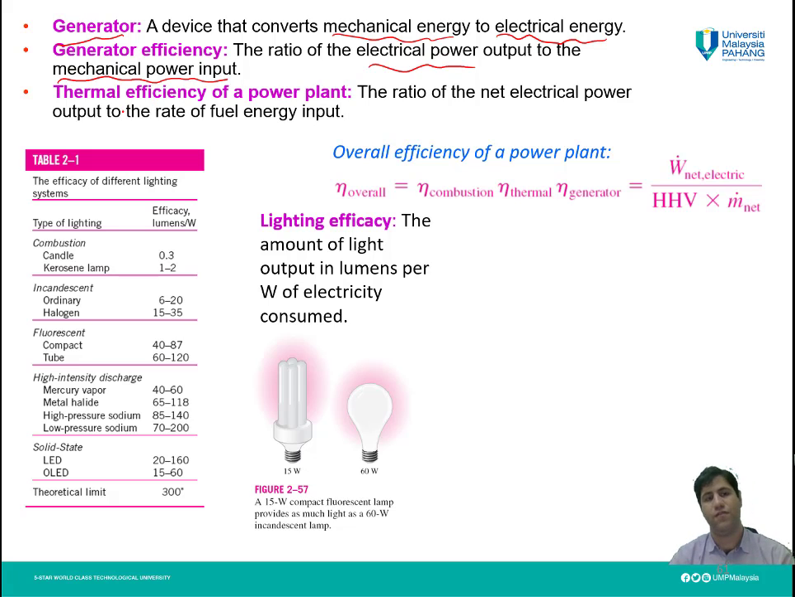The other type of efficiency, which may be useful in the thermodynamics area, is the thermal efficiency of a power plant. A power plant, as you may know, is a plant which provides electricity from different kinds of fuel. So fuel is converted to electricity. Then the ratio of the net electrical power output to the rate of fuel energy input for a power plant is the thermal efficiency of that power plant.